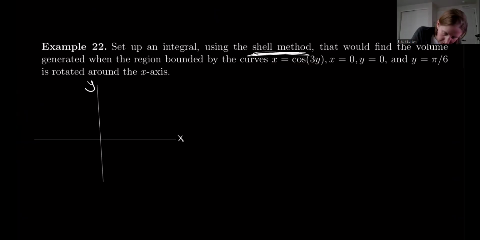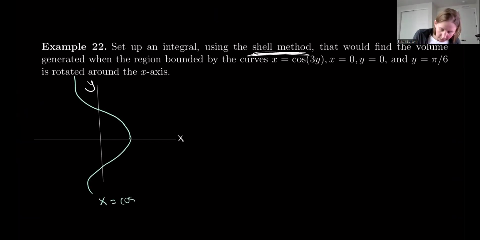But either way, I'm going to draw that hopefully in a different color. Here we go. So it's going to look a little something like that because cosine started up at 1. It's not perfect, but it's something like that. That's my x equals cosine of 3y. And I also have, what else do I have? x equals 0 is the y-axis, and y equals 0 is the x-axis.